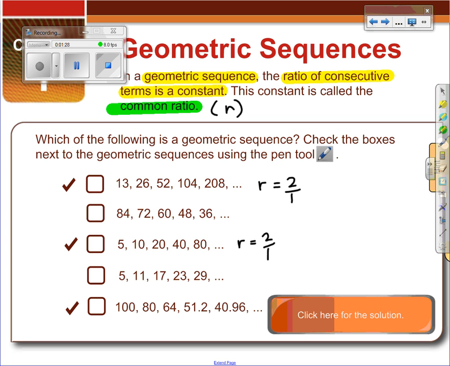Well, to find your common ratio, and this is an important thing you can write down, simply take term 2 and divide it by term 1, or term 3 and divide it by term 2. It doesn't matter which. In this case, that would be 80 divided by 100, which is 0.8, or if you reduce the fraction, 4/5. That would be the common ratio.